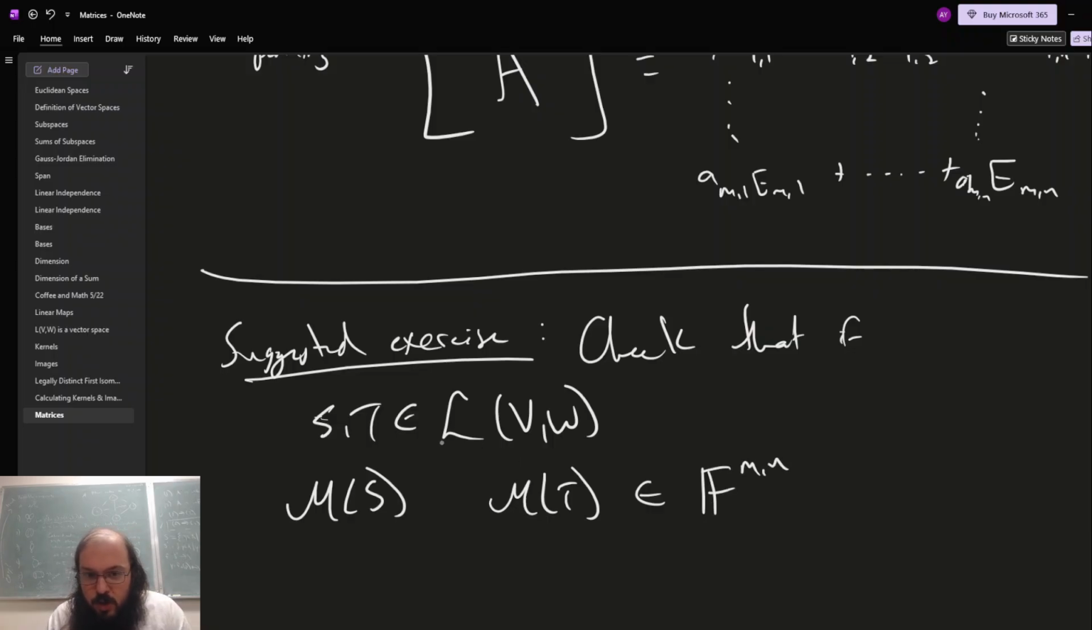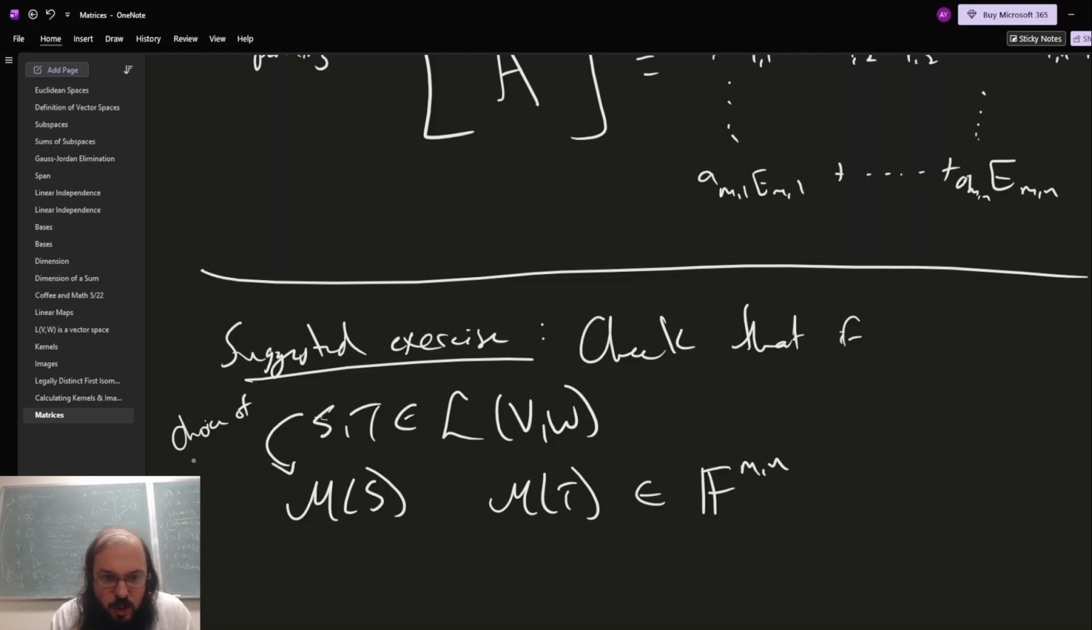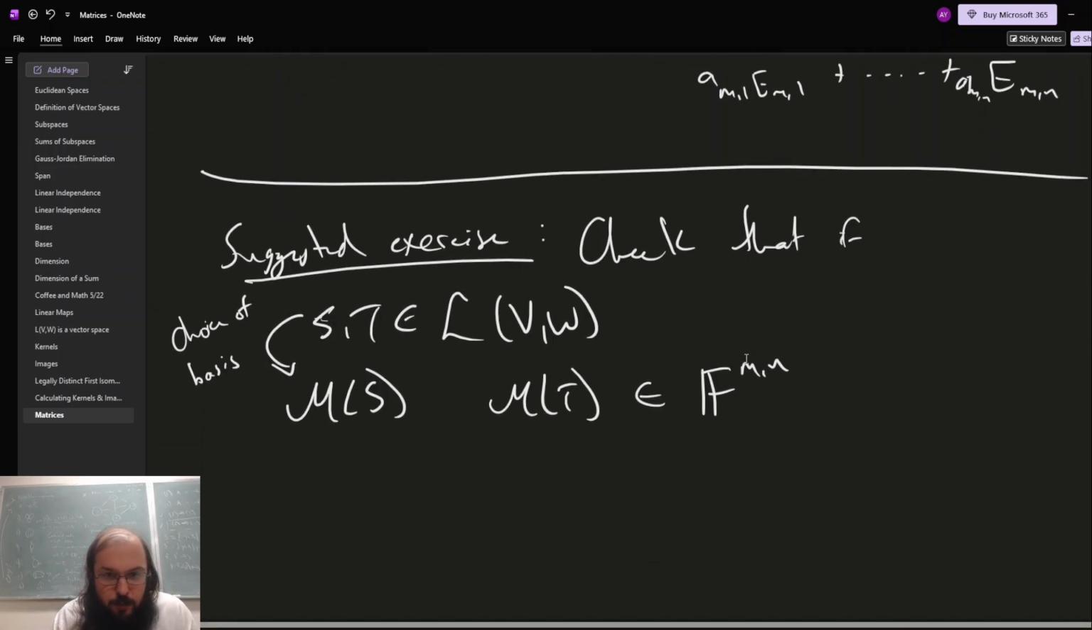In order to go from here to here requires a choice of basis. Right? We were using the standard basis. I'm just going to write choice of basis. We're going to talk more about how much that choice matters and what that choice does. But after picking a basis, the process we've been describing tells you how to go from S and T to M(S) and M(T). My suggested exercise for you is to prove that this is well defined.